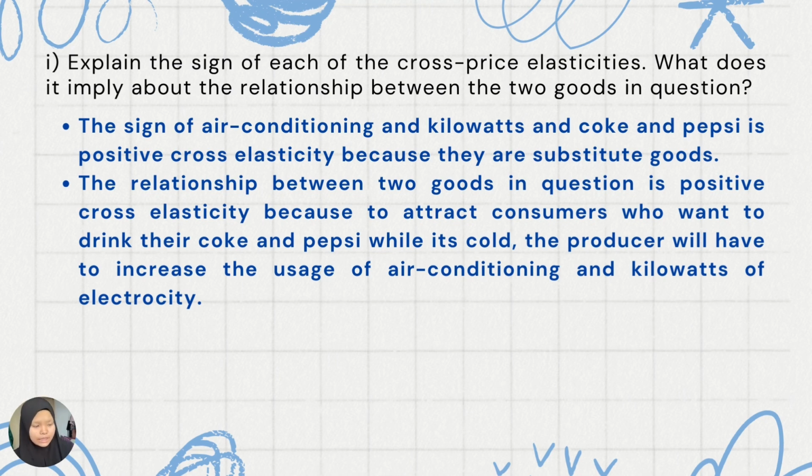So the answer is the sign of air conditioning and kilowatts and Coke and Pepsi is positive cross elasticity because they are substitute goods. Number two, the relationship between the two goods in question is positive cross elasticity because to attract consumers who want to drink their Coke and Pepsi while it's cold, the producer will have to increase the usage of air conditioning and kilowatts of electricity.